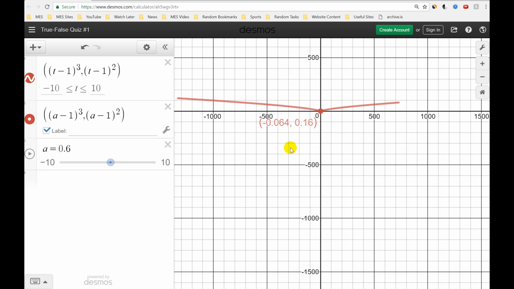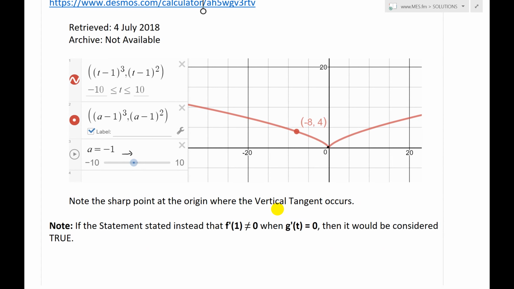Alright, so anyways, it's pretty cool. I just have it from t is negative 10 to 10. So let's go back into this. So yes, note the sharp point at the origin where the vertical tangent occurs.